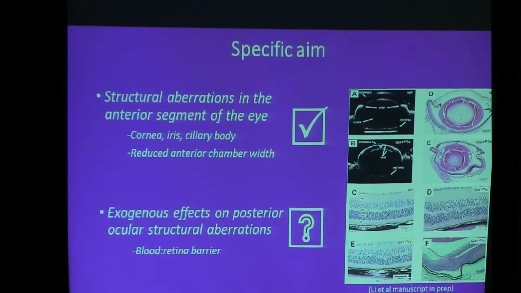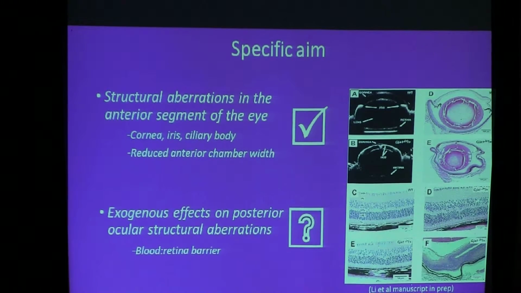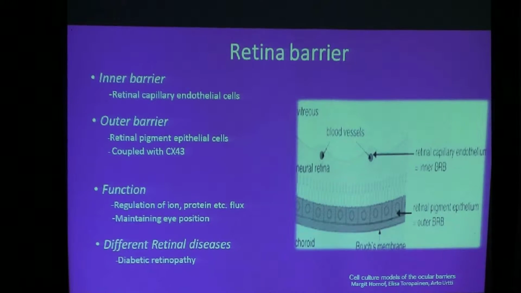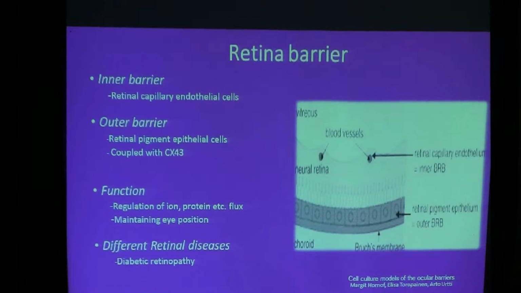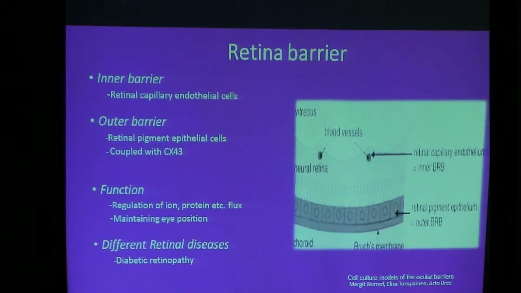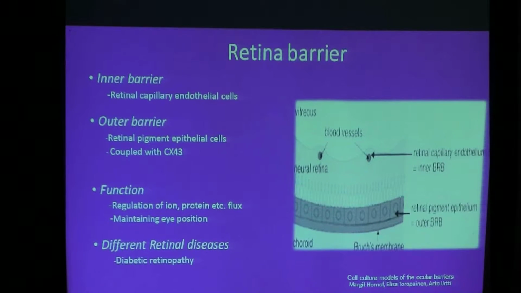In my research, I wanted to see whether ODDD, and also exogenous factors, have any effect on posterior ocular abnormalities due to ODDD. Specifically, I was looking at blood-retinal barrier degeneration. A bit of introduction: the retinal barrier consists of two barriers, an inner barrier and an outer barrier. The inner barrier has retinal capillary endothelial cells, and the outer barrier has retinal pigment epithelial cells coupled with connexin 43. It has a function in regulation of ion and protein flux and also maintaining eye position.